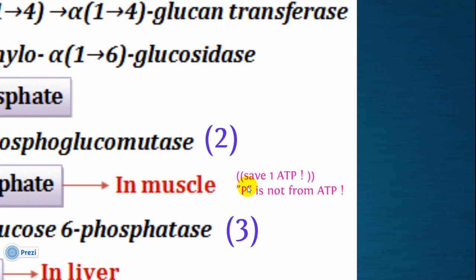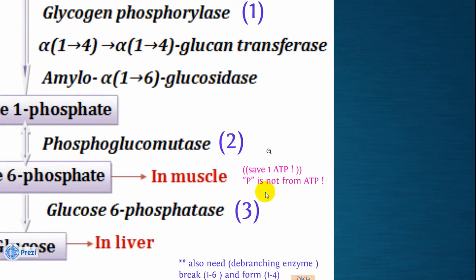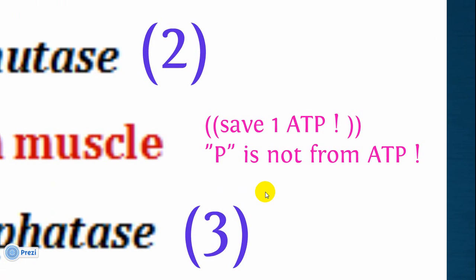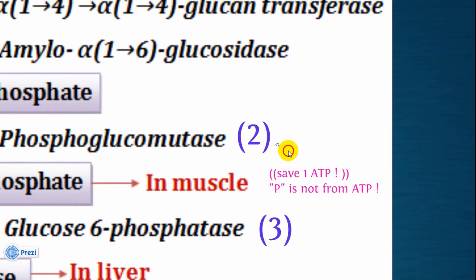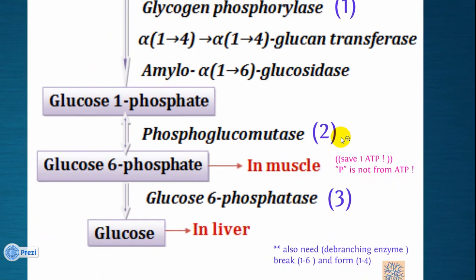The hexokinase took the phosphate group from ATP. But here we add a phosphate group to the glucose without the need of ATP. This is why we can save 1 ATP, because the phosphate group is not from ATP here, like in the glycolysis. Okay, I can give you another idea.